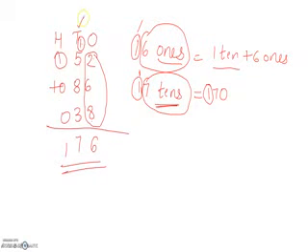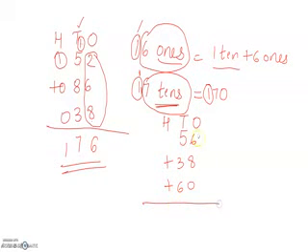Now we can see one more example, like 56 plus 38 plus 60. This is ones place, this is tens place, and this is hundreds place. First we have to add the ones group numbers. 6 ones plus 8 ones plus 0 ones. It is 14 ones.